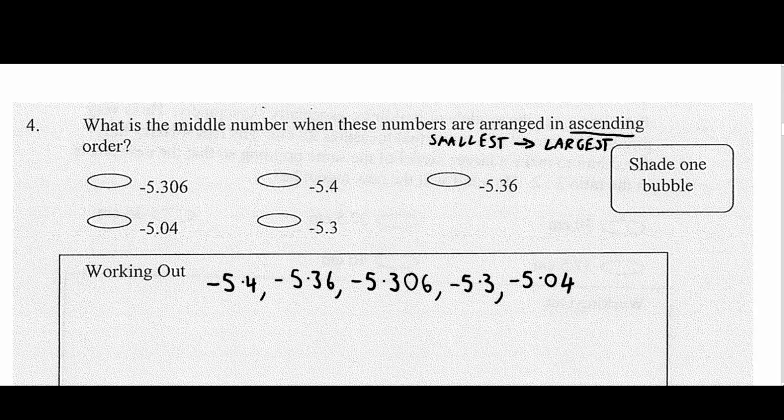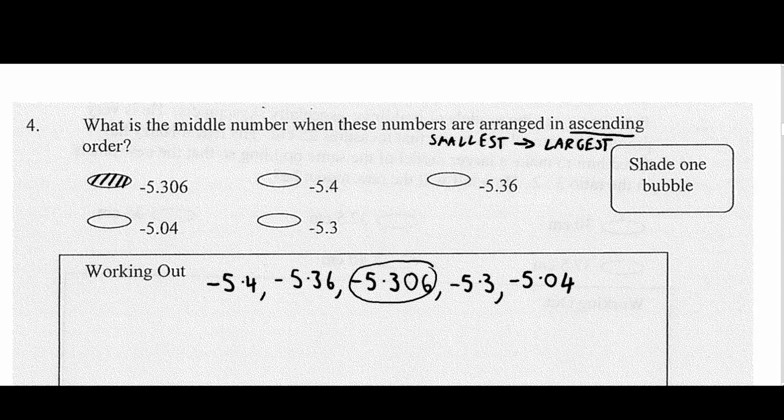Okay, so we've got 1, 2, 3, 4, 5 numbers. So what is the middle number? This is the middle number here. So this one here, -5.306. Let me just explain this a little more.